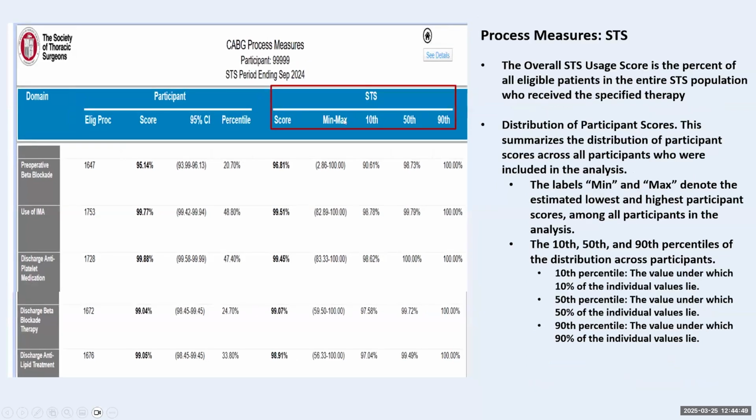And then if we look at the STS side, pretty much the same thing we just talked about. You've got the overall STS score, the mean against anybody that's in this analysis. You've got the minimum and maximum scores for people. You also have the 10th, 50th, and 90th scores. So a lot of the same things we just talked about as we go through this.